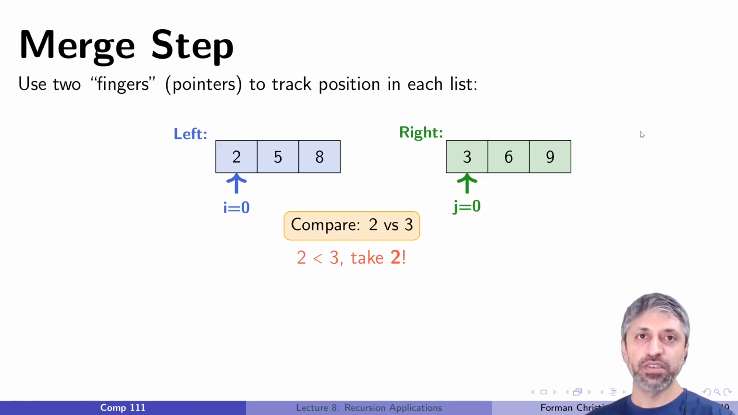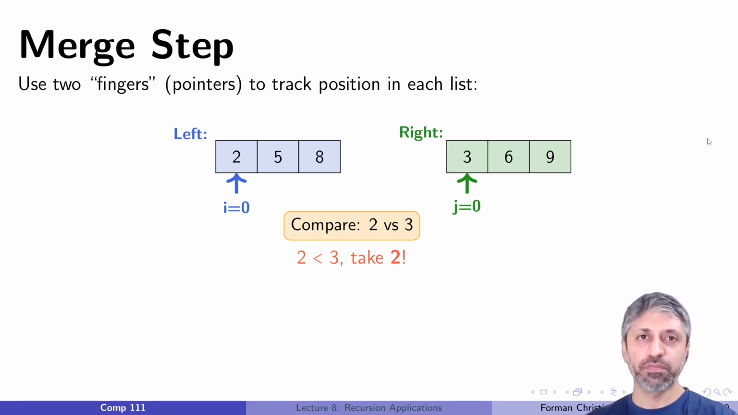We do this using the two-finger technique. Two fingers, basically two pointers. One is the blue pointer, which is specified with the index variable i, and the green pointer is represented by a variable called j, and we start from the 0th index for both. Now here's the deal. We compare the values at both pointers and take the smaller one and put it into a new list called result, and then move that pointer forward.